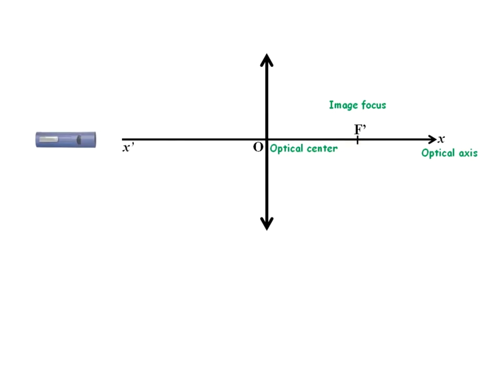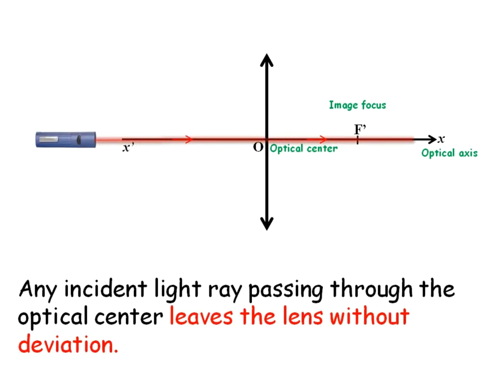Now the second rule is when the incident ray is passing through the O, which is the optical center of the lens. So the rule goes like this. Any incident light ray passing through the optical center leaves the lens without deviation. What do we mean by without deviation? Without deviation means without bending, without changing the direction of the light ray. So the light ray continues its path without changing its direction. We say that it leaves without deviation, or it leaves undeviated.